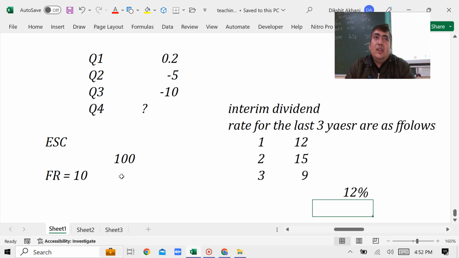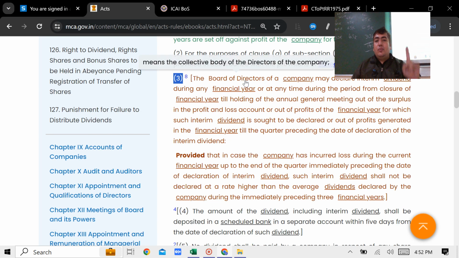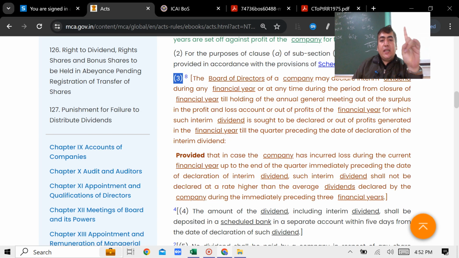There are some confusions. Before I go to the confusions, let's read the provision. What is written here? The board of directors of a company may declare interim dividend during the financial year or at any time during the period from closure of the financial year till the holding of the AGM. So between AGMs, if you are declaring the dividend, that is known as interim, not a final dividend. Till this, is everyone clear? Good.